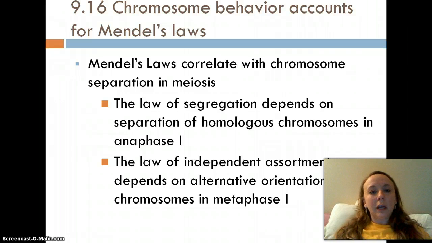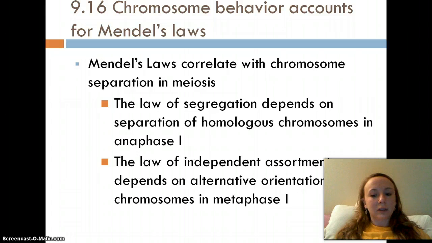Those chromosomes could have aligned in any specific way. Depending on how many homologous chromosomes you have, there could be a lot of different ways they can align. But however they align is how they're going to pull apart during anaphase 1. The law of independent assortment depends on alternative orientations of chromosomes in metaphase 1.